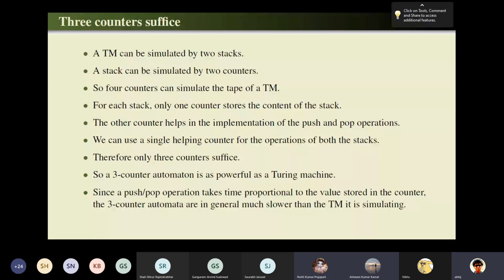But once again, let me highlight that for the moment, I am not worried about speed or running time. It can do it in a very, very slow manner, but it can do it. It can simulate the tape of a Turing machine using only 3 counters. So in terms of language recognition, they are equivalent.